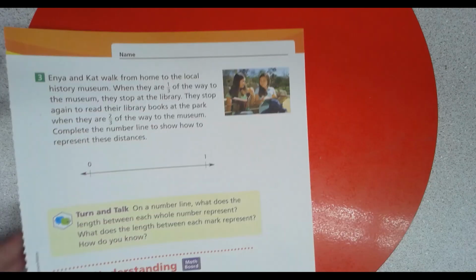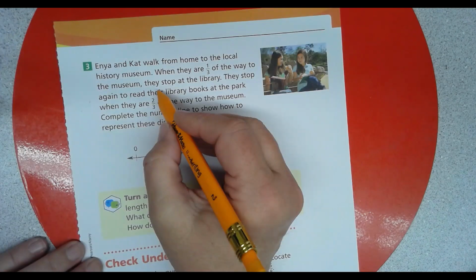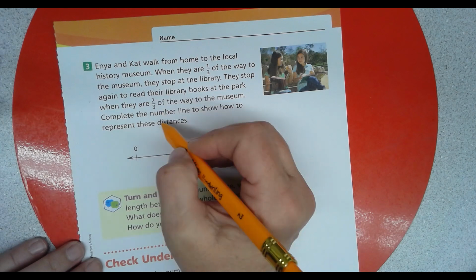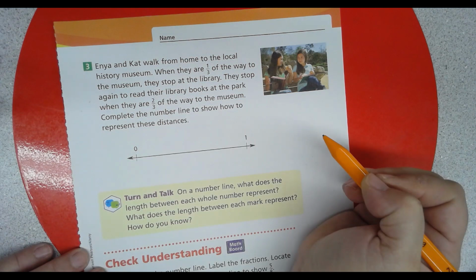All right, so Enya and Kat walk from home to the local history museum. When they stop at the library, they stop again to read their library books at the park when they are 2/3 of the way to the museum. Complete a number line to show how to represent these distances. Okay.